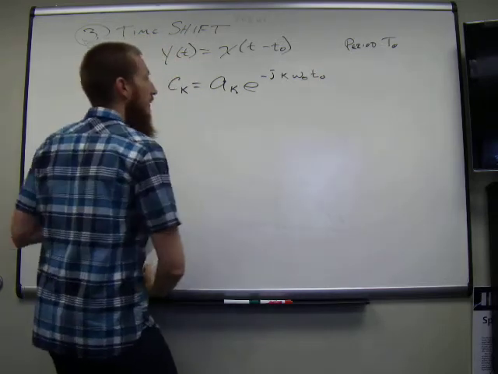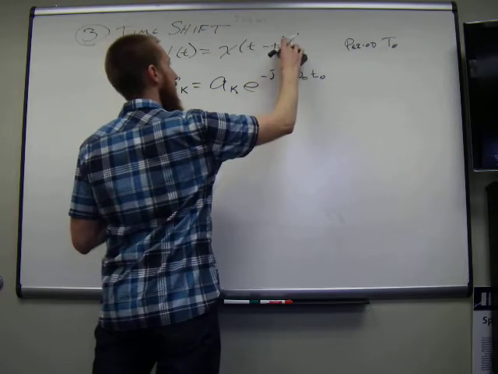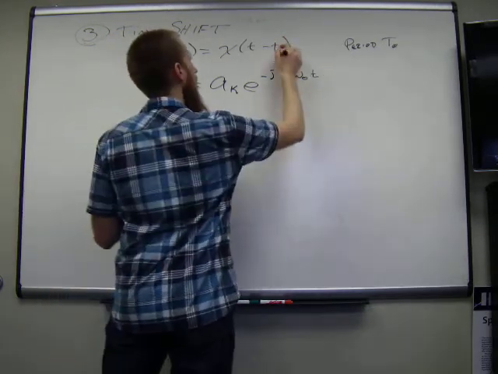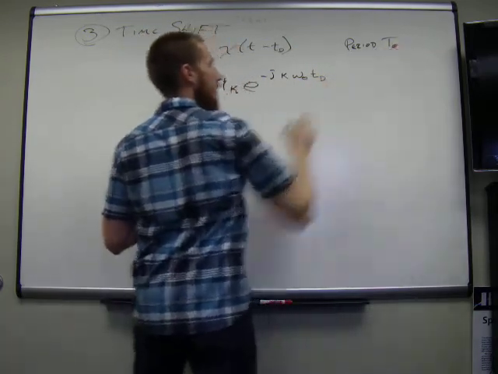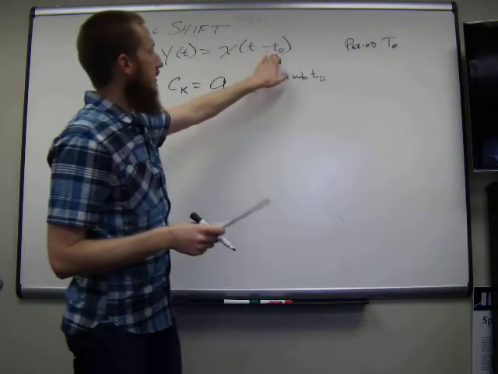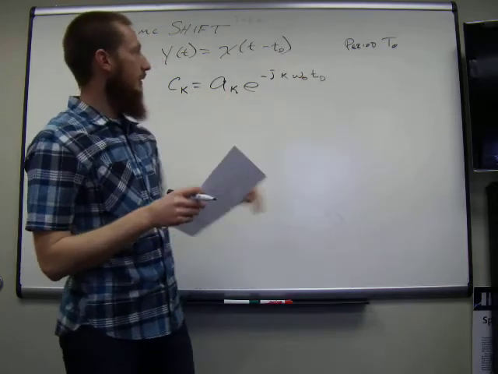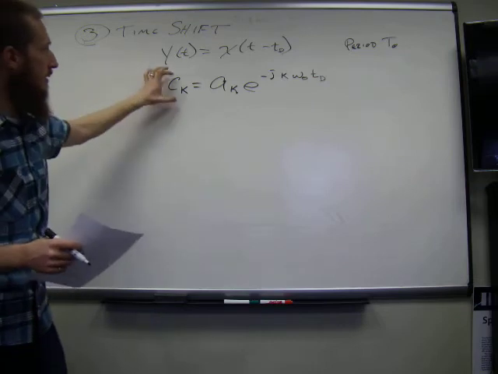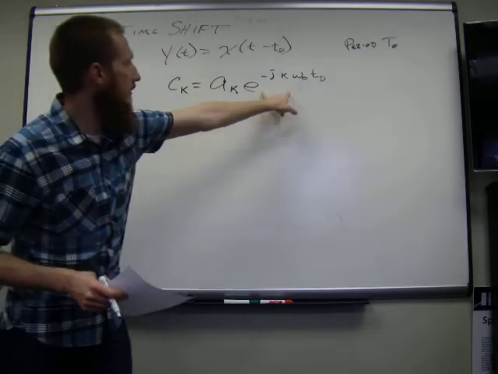And let's call this td instead of t naught. T delay, because t naught is defining the fundamental period. So TD is the delay, T naught is the fundamental period. So just keep in mind this is the delay. So if we have a time shift, that's reflected in the coefficients by taking the coefficients that you can find and just shifting them by this.